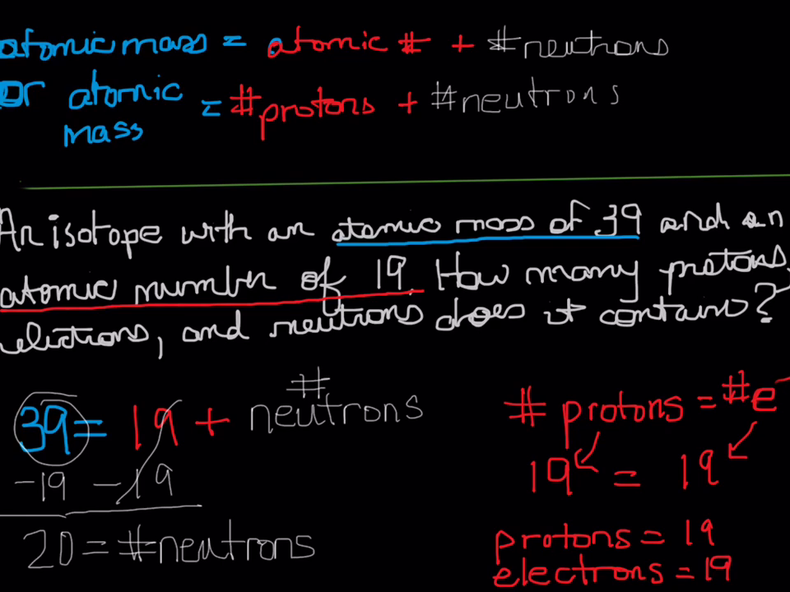The number of protons is the atomic number. In a neutral atom, the protons equal the electrons, so that means that since there are 19 protons, there are also 19 electrons. So we have 20 neutrons, 19 protons, and 19 electrons.